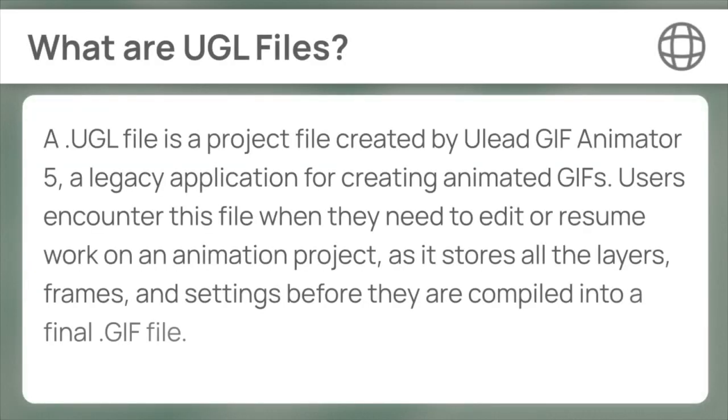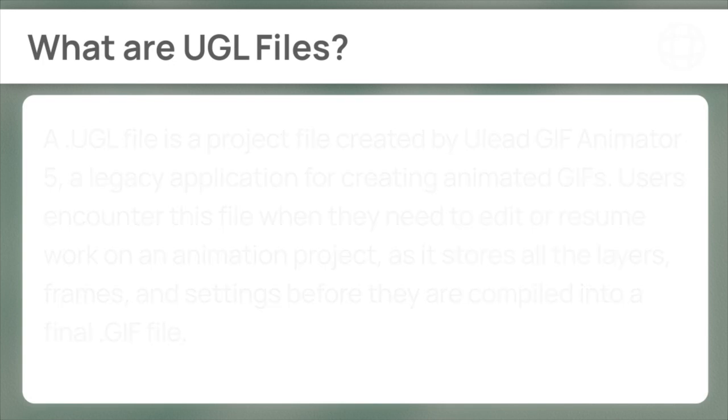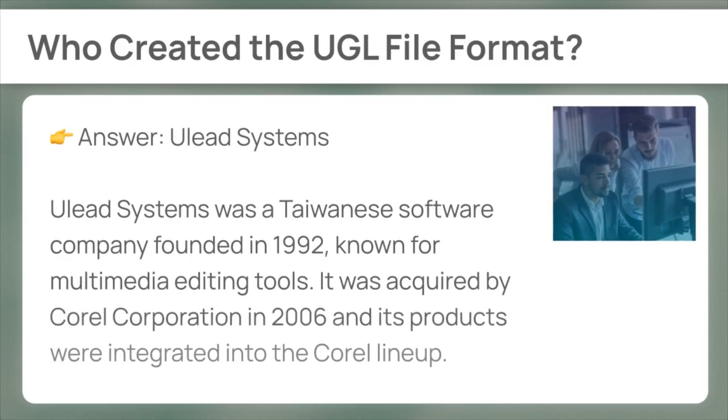A UGL file is a project file created by Ulead GIF Animator 5, a legacy application for creating animated GIFs. Users encounter this file when they need to edit or resume work on an animation project, as it stores all the layers, frames, and settings before they are compiled into a final GIF file.